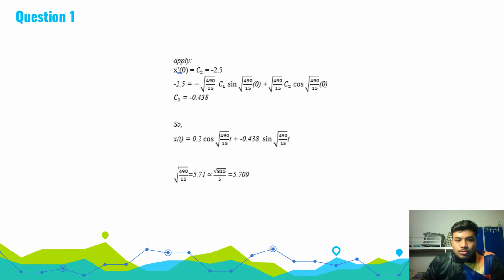And we also can write it like this. The square root 490 over 15 is equal to 5.71, which is also equal to 5.709.